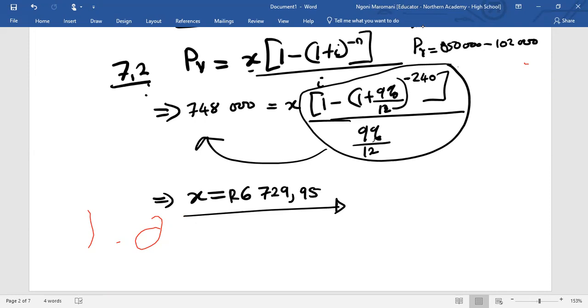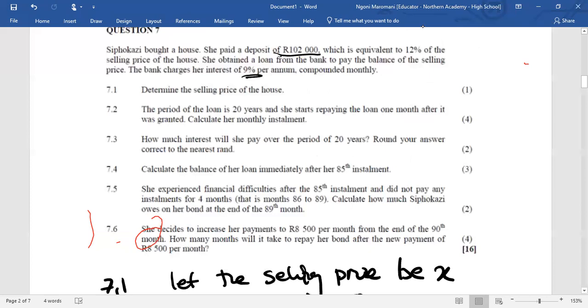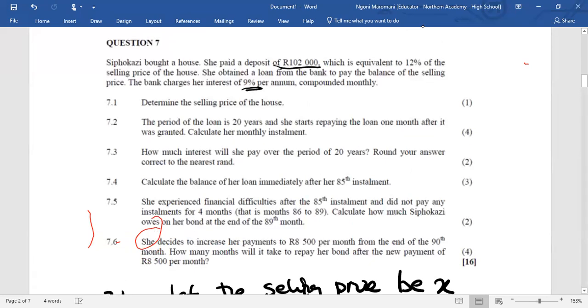Are we all happy with that? Good. Now I like the next question. It's saying how much interest will she pay over a period of 20 years? Round off your answer to the nearest rand.